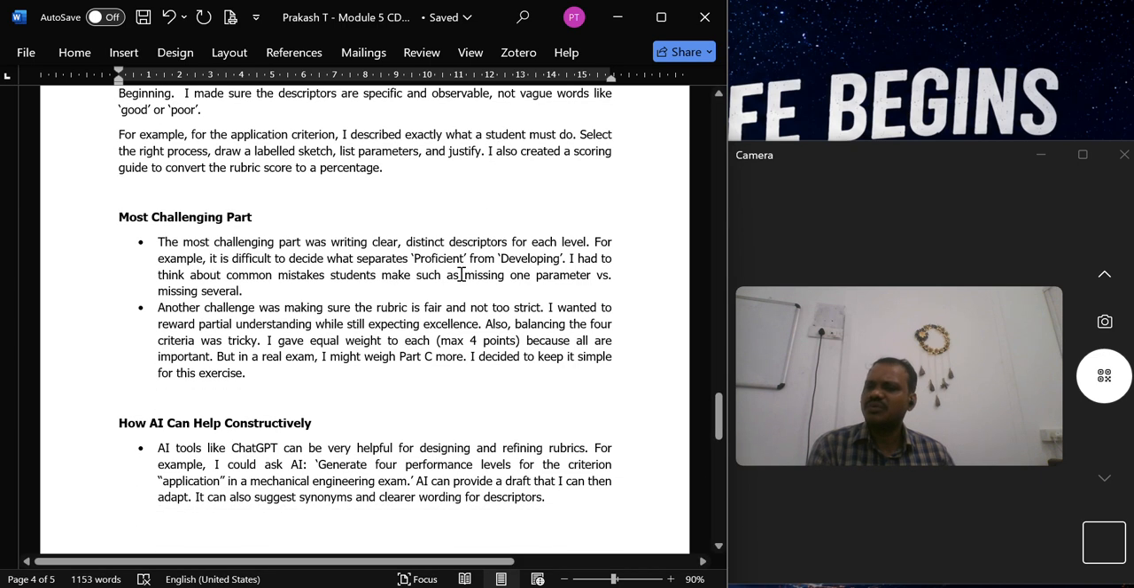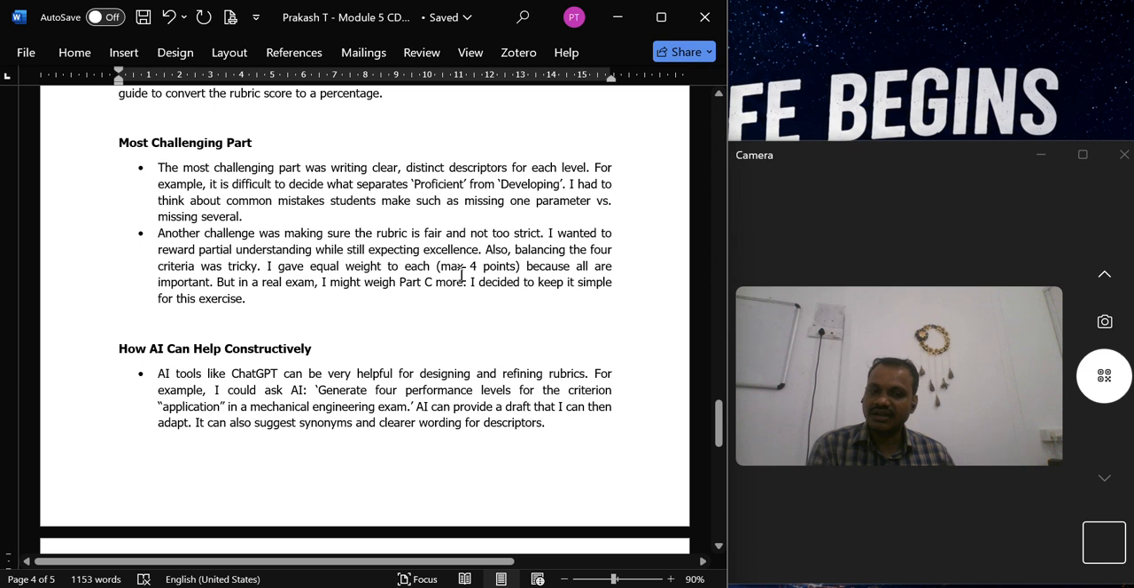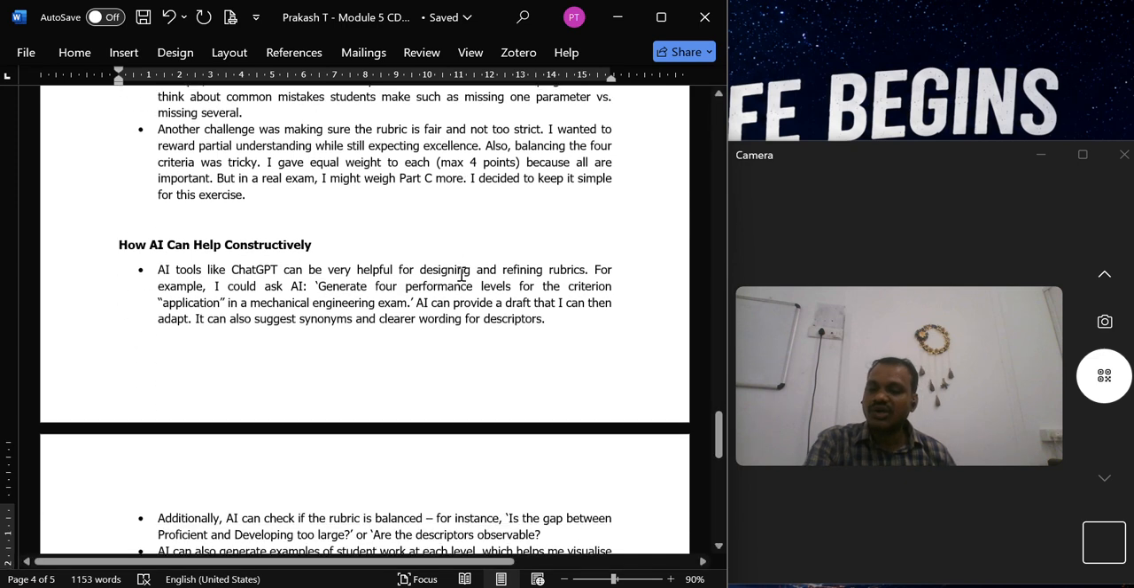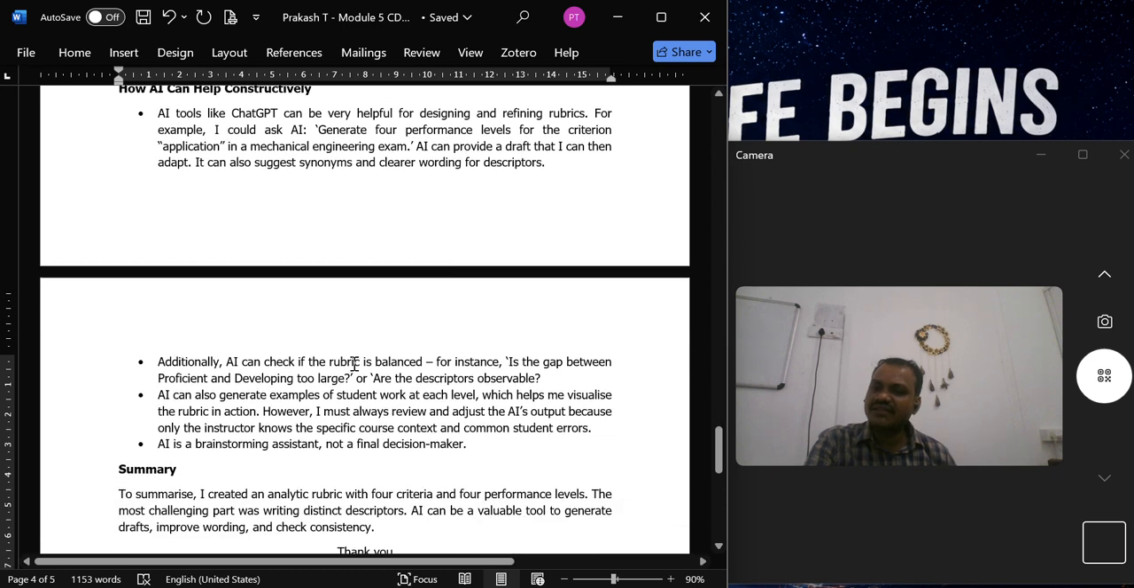So how can AI help consistently? I used a few AIs. Commonly, I use ChatGPT. It's very helpful for designing and refining rubrics. For example, I could ask AI to generate 4 performance levels for the application criterion in a mechanical engineering examination. I give the prompt, it gives some ideas, but the basic technical part I know. So I modify those rubrics. Additionally, AI can check whether the rubric is balanced or not. I ask a few prompts, and it gives some answers, so I need to answer.